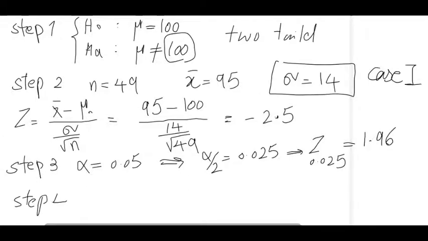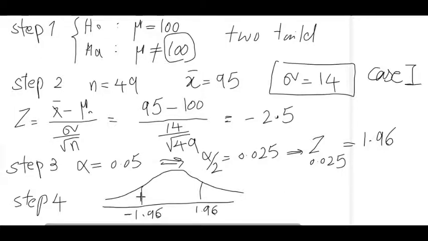In step 4, we need to make the final decision. So we need to show the rejection region. We have a two-tailed test, 1.96 and minus 1.96. So this is the rejection region, and the test statistic value is minus 2.5. So it's here, minus 2.5. So the result is rejecting H0.